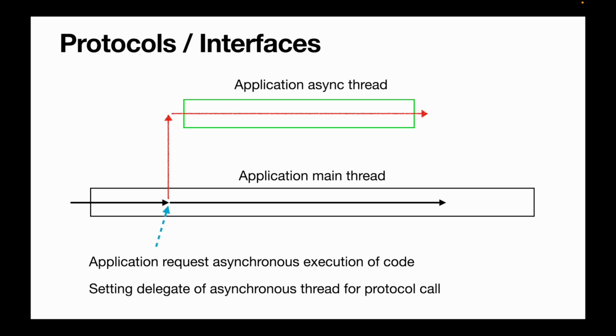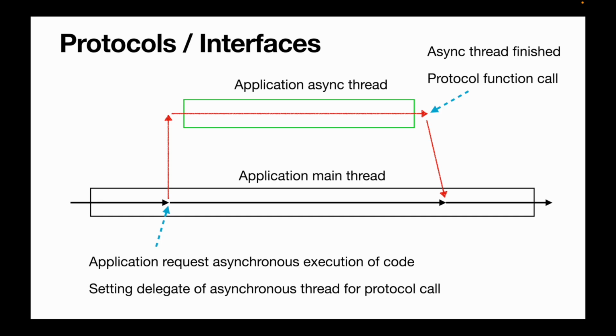Then the asynchronous thread is running, and when it is finished, the protocol function or interface function is called, and this protocol function is implemented in the main thread, or in another thread, and then the program execution can be continued, or as I said, the results can be displayed.